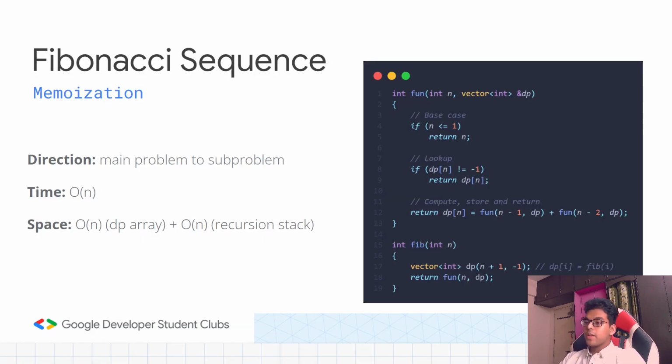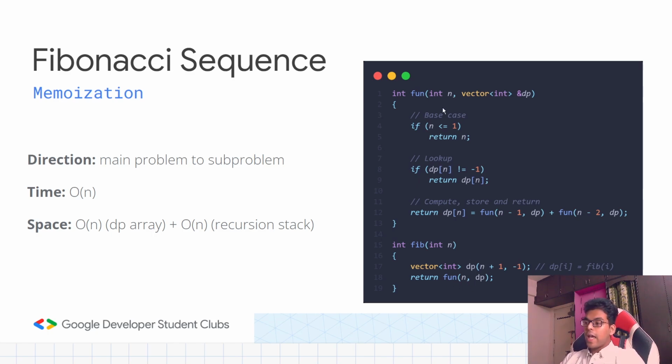So here's the C++ code for the Fibonacci sequence for the memoization approach. At the bottom over here is the main function, which initializes the DP array to have n plus 1 elements. All are initially initialized to -1, -1 being a placeholder that the value is not yet computed for that index. So if you take any index i in the DP array, its value is equal to the Fibonacci of the ith term.